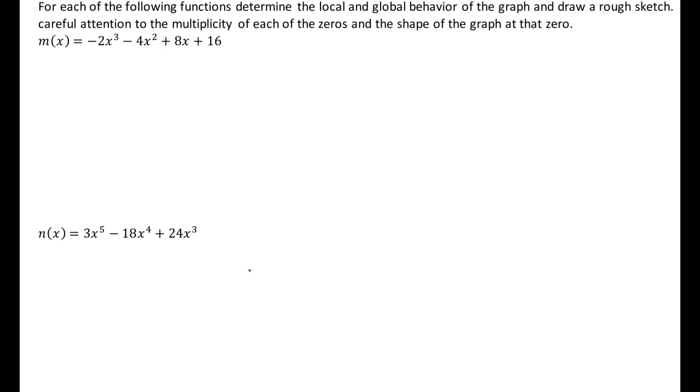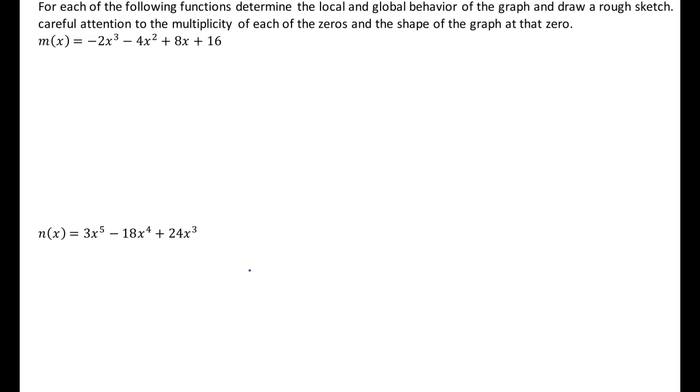Okay, things are going to get a little bit more interesting now. So we've got a couple more examples, and what we'll see this time is that sometimes the power on our factor will not be 1, and that does have an effect on the shape of the graph right near the x-intercept that you get from that factor. So let's start with our factoring as usual.